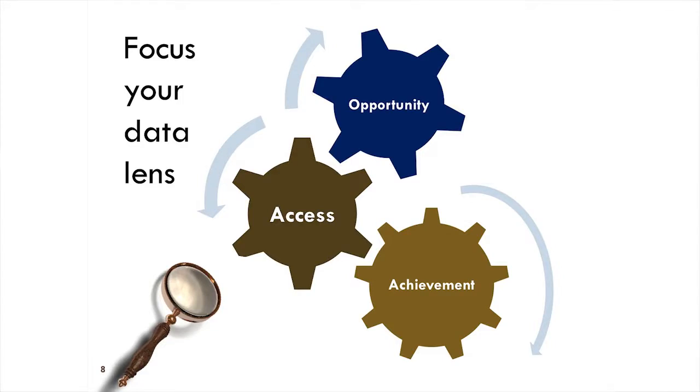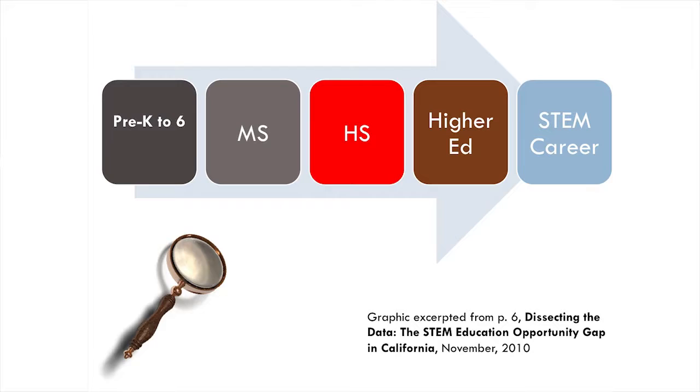But it's also important what kind of data that we look at. So it's important that if we're really going to close gaps, that we look at three types of data: achievement data, access data, and opportunity data. So this next slide represents the K-16 STEM pipeline that leads to STEM careers, and we want to look at this data across this pipeline, right?